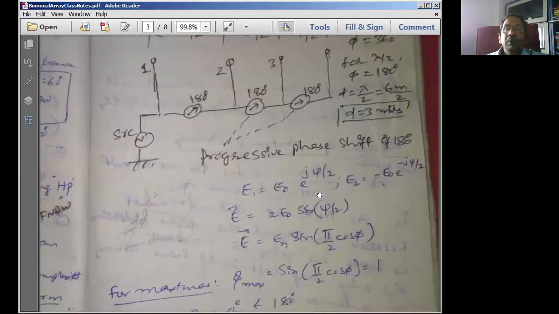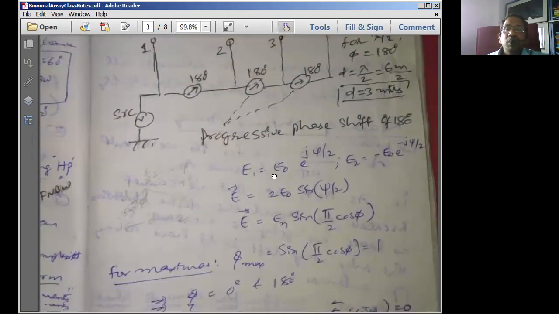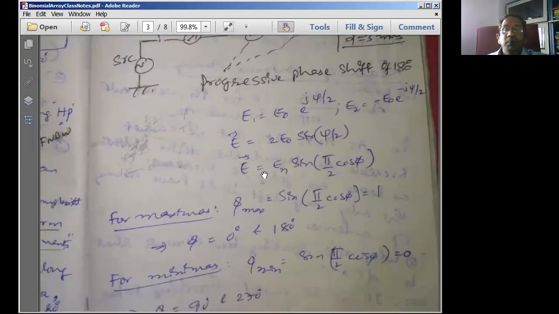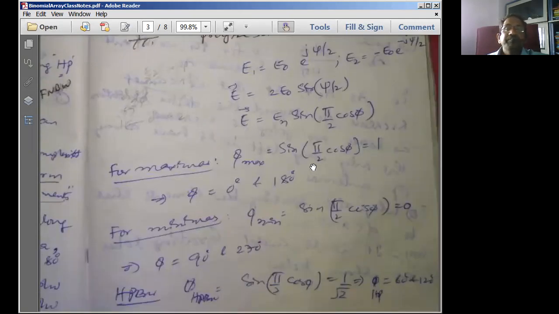Here, when you solve this, we get a sine component. For a broadside array, we get a cos component. Here we get it in terms of the sine component. So sine xi by 2, this is also to remember to complete the expression. For maximas, we already performed this activity. So for maximas, we equate this sine pi by 2 of cos phi equal to 1.